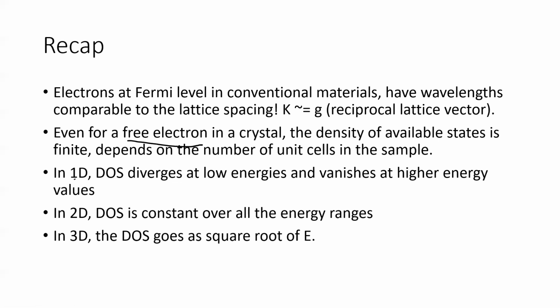In 1D, the density of states diverges at low energies, particularly at E tending to 0. You have an infinitely large density of states, and it vanishes as it goes to higher energies. In 2D, you have a constant density of states. In 3D, you have a square root dependence. This is what we saw.